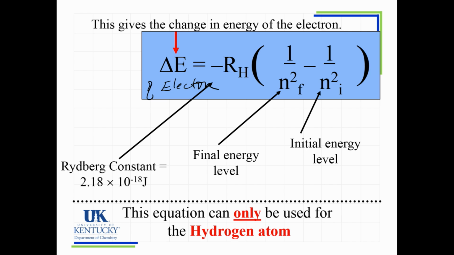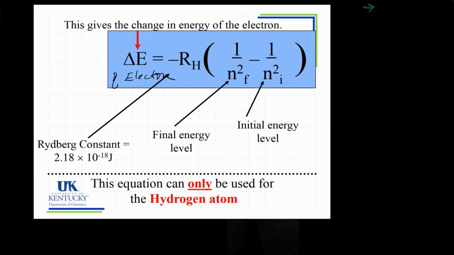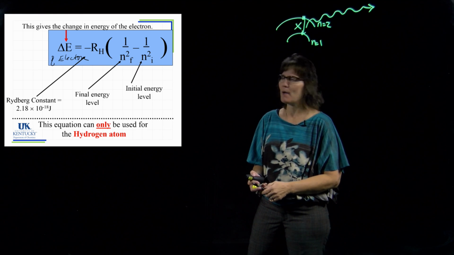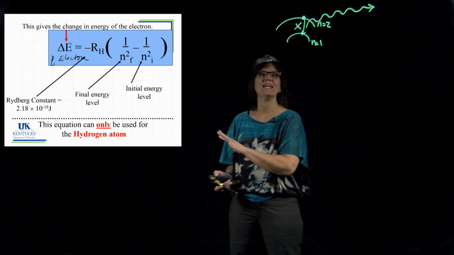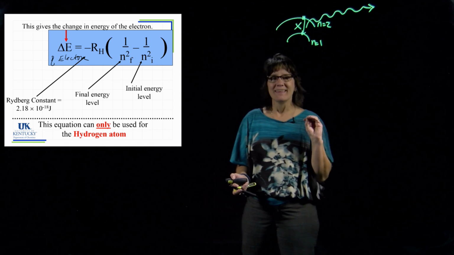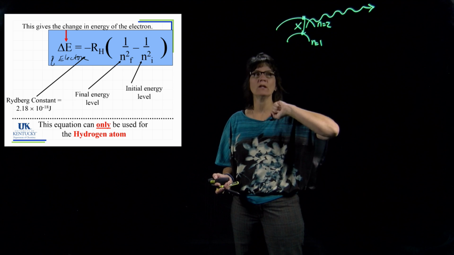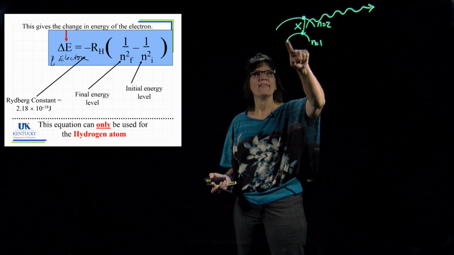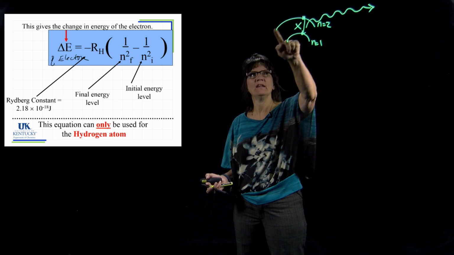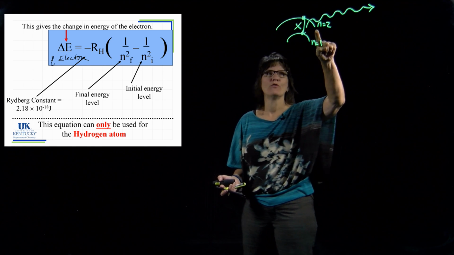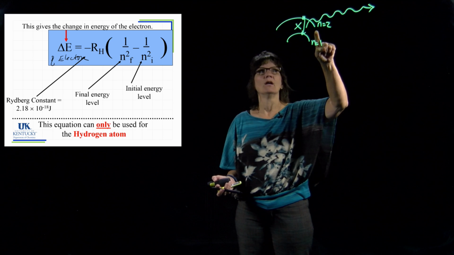Now, let's keep in mind something very important here. This equation can only be used when you're calculating the energy of a hydrogen atom. It cannot be used to calculate the energy for any other element. The hydrogen atom is very simplistic in that it has only one electron and that all the orbitals within these subshells have exactly the same energy. That's not true for any other element.